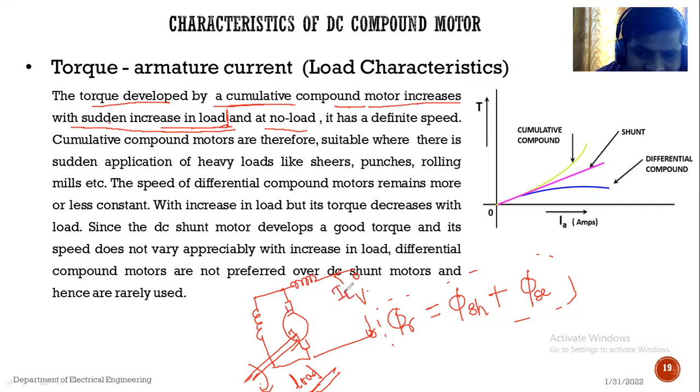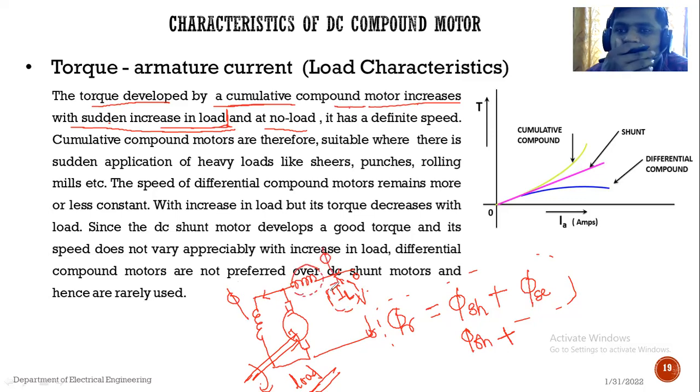जर IL increase झाला, if the IL increases, shunt field constant आहे असं कन्सिडर करा. If the IL increases, that means phi sh is constant, and IL will be increases. In case of series field, what will happen in case of flux?